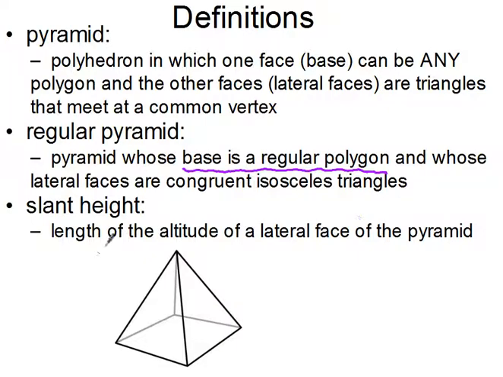The slant height, which is a new thing, is the length of the altitude of a lateral face of a pyramid. So think of the height of the triangles around the outside of the pyramid. And slant height is L, a cursive L, if you will. They'll try to show this to you in italics or whatever, but it is a cursive L.